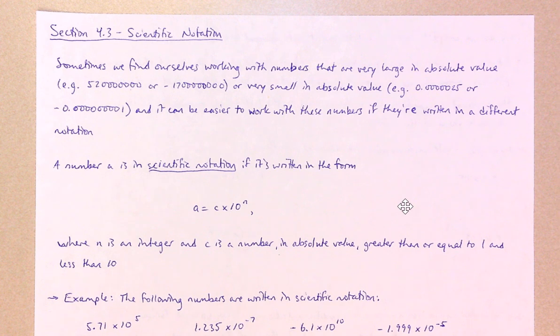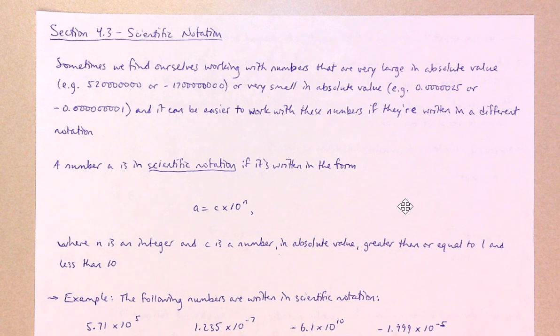If you have some number, I'll call it little a, we say that this number a is in scientific notation if we can write it in the form some number c times 10 raised to some power n. Now, the exponent on 10, n, is going to be some integer.